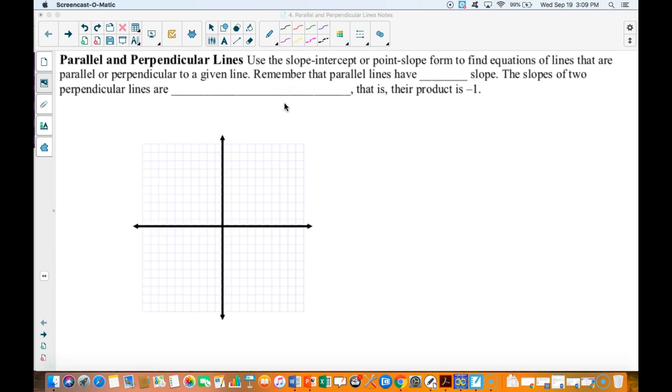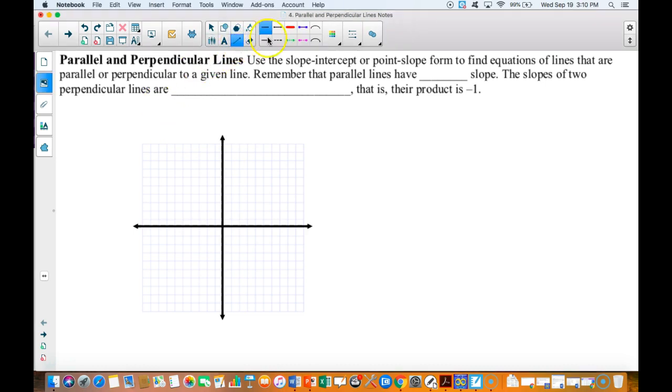Alright, so today let's take a look at writing equations of parallel and perpendicular lines. So first of all, let's just get a little refresher of what parallel and perpendicular mean geometrically. If I have, let's say, a line that looks like that, a line parallel to it would be one like this, right? A line that will never touch it. They run forever in the same direction.